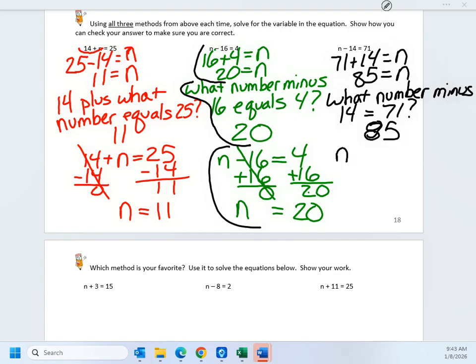Let's try the opposite operation. Who wants to walk me through what to do? N minus 14 equals 71. What do I do the opposite of? Give it a try, Alex.